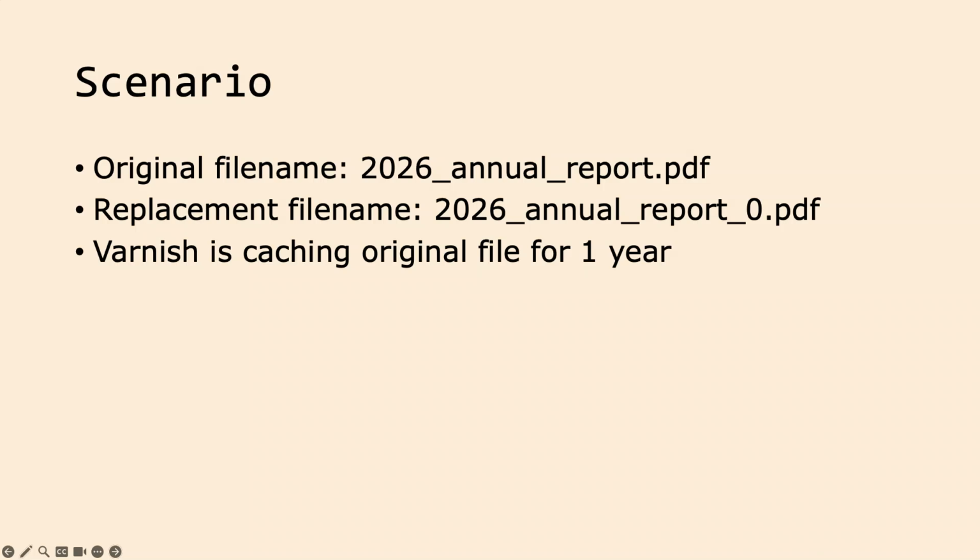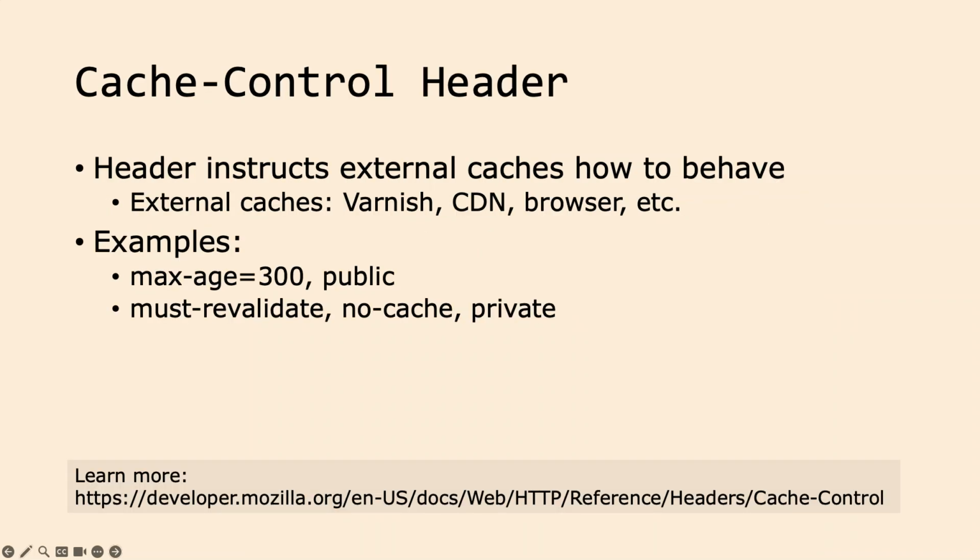So as we work through the presentation today, we're going to keep coming back to this scenario as we chip away at this problem. The first thing we're going to talk about here is the cache control header. That's the piece that instructs Varnish how to behave. And in fact, it instructs any external cache how to behave. So that could be Varnish, Imperva, Cloudflare, etc. Your browser is also technically an external cache.